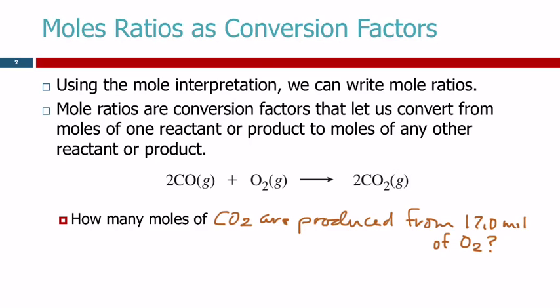So if we're going to go back to the basics of dimensional analysis, we figure out what we're trying to find out. So we're trying to find out moles of CO2. And then we have to identify what we are starting with. We're starting with moles of oxygen. And these mole-to-mole conversions are always one step. So 17 moles of oxygen.